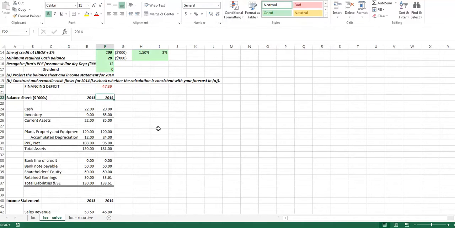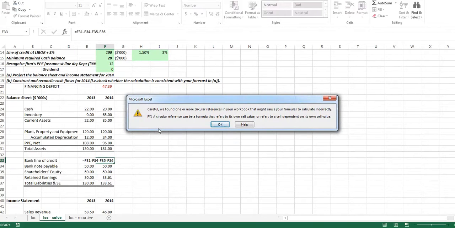So I'm going to want to solve that particular problem by forcing the assets to be equal to my liabilities and stockholders' equity. So what I'll do is take my total assets, and then subtract my notes payable, subtract my stockholders' equity, and subtract my retained earnings. And when I do this, you'll notice that I get an error, which is a circular reference.